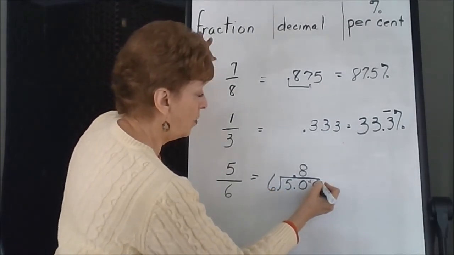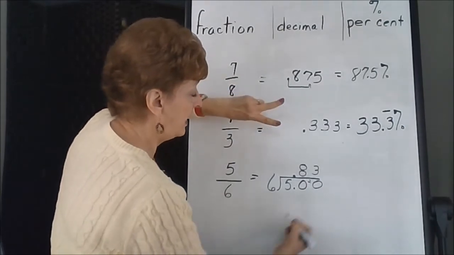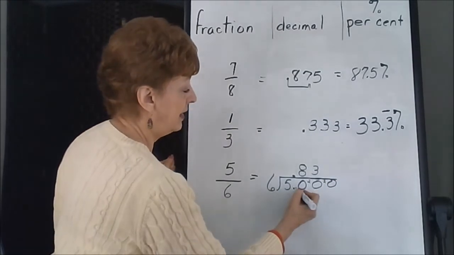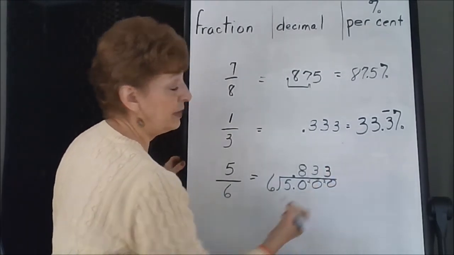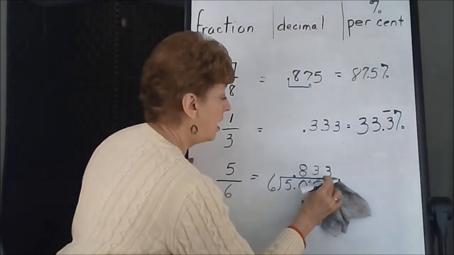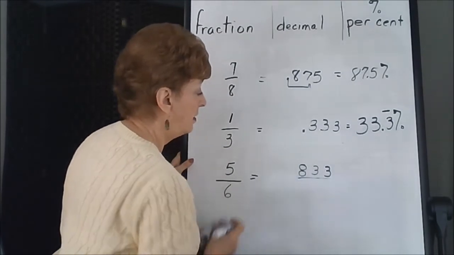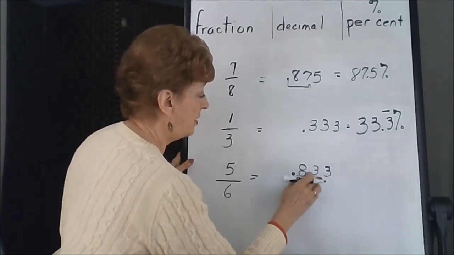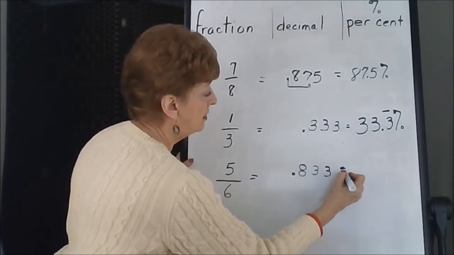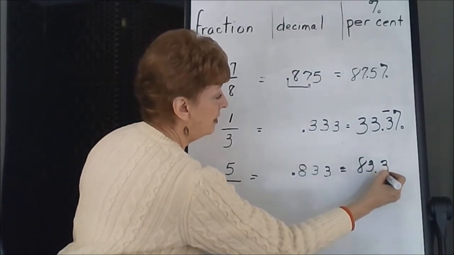6 goes into 20 3 times. 3 times 6 is 18, 19, 20. I need a 0 to accept my 2. And we're going to have a repeater on that one as well. So our decimal equivalent is 0.833, and its percentage is 83.3%.